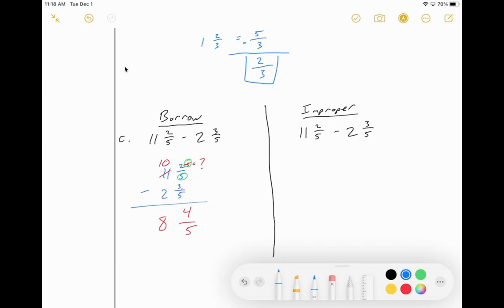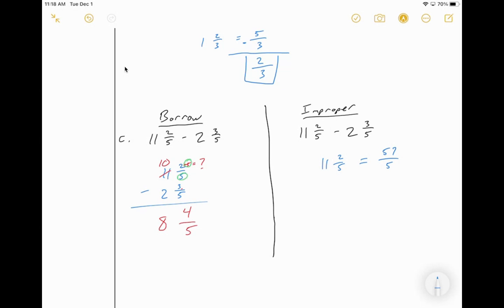Okay, let's try this one using the improper method. 11 and 2/5 as an improper fraction: 11 times 5 is 55, plus 2 is 57. 2 and 3/5 is 13 over 5. So then we go ahead and subtract. 57 minus 13 gives me 44 over 5.